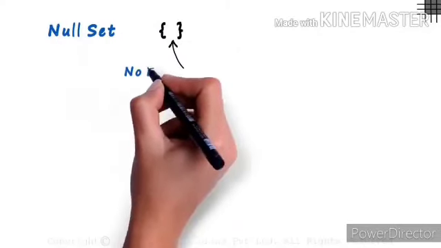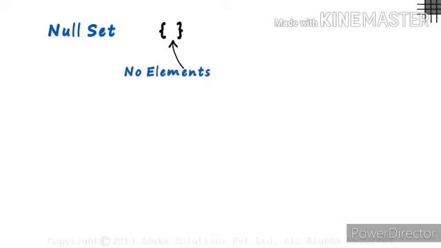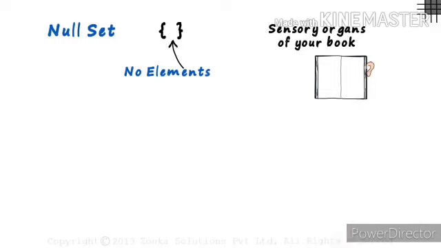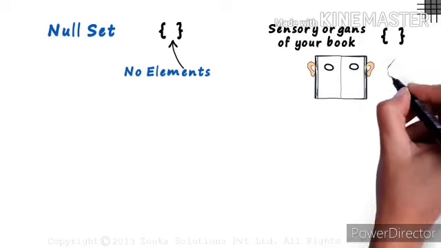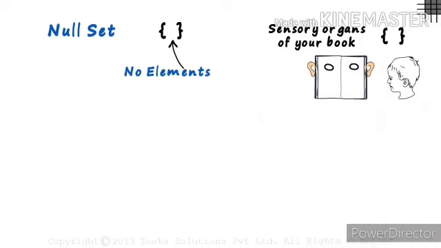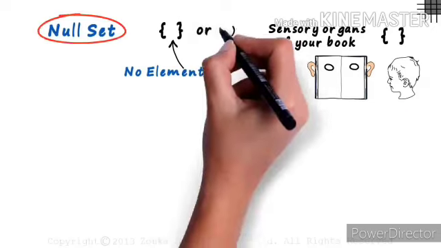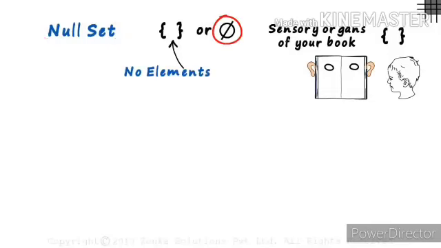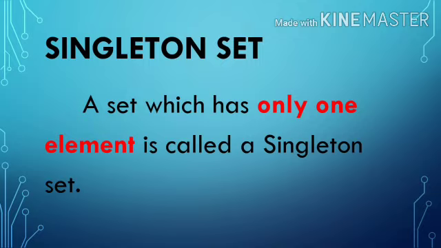What is a null set? It is a set like this with no elements inside it. Like the set of sensory organs of your book. Book is a non-living thing and does not have ears or eyes, which means it's an empty set or a null set. They both mean the same. If we take the sensory organs of humans, we would have included ears, eyes, nose, etc. Anyway, the null set is represented using this symbol, the circle on a line, and it is called phi.